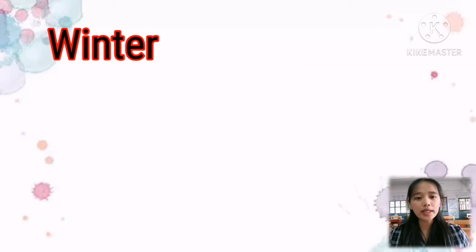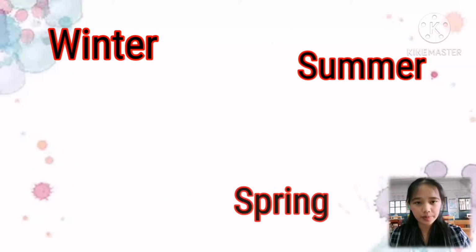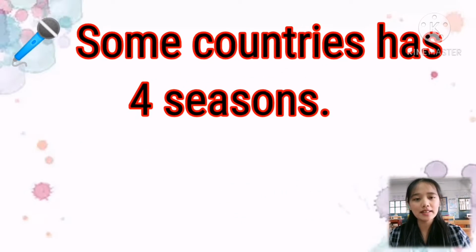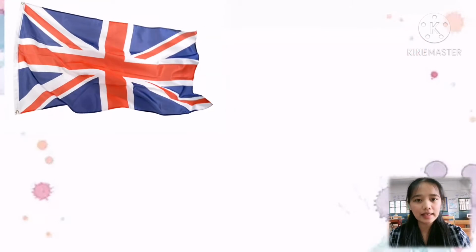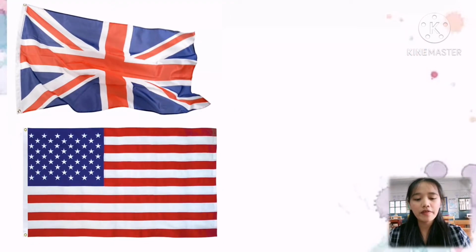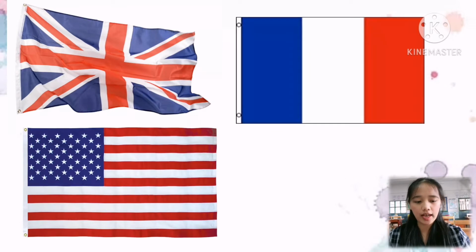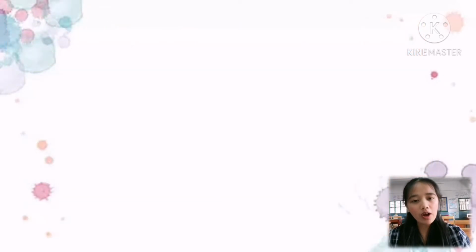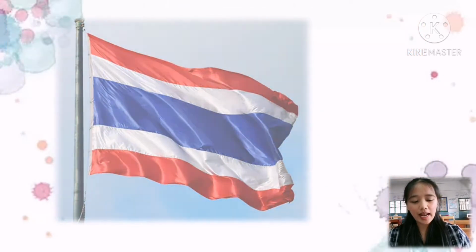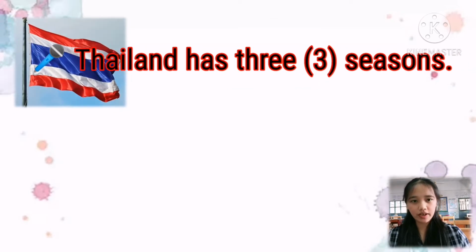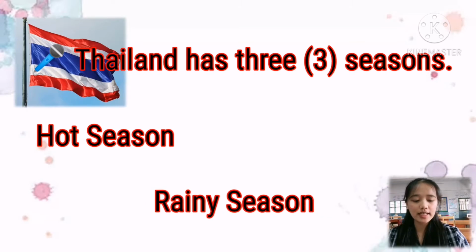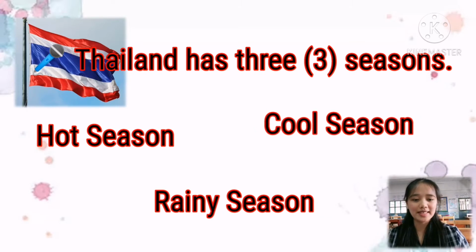Between winter and summer, we have spring and autumn. So there are 4 seasons in some countries like England, the USA, France, and China. They have spring, summer, autumn, and winter. Now how about in Thailand? Thailand has 3 seasons. We have the hot season, the rainy season, and the cool season.